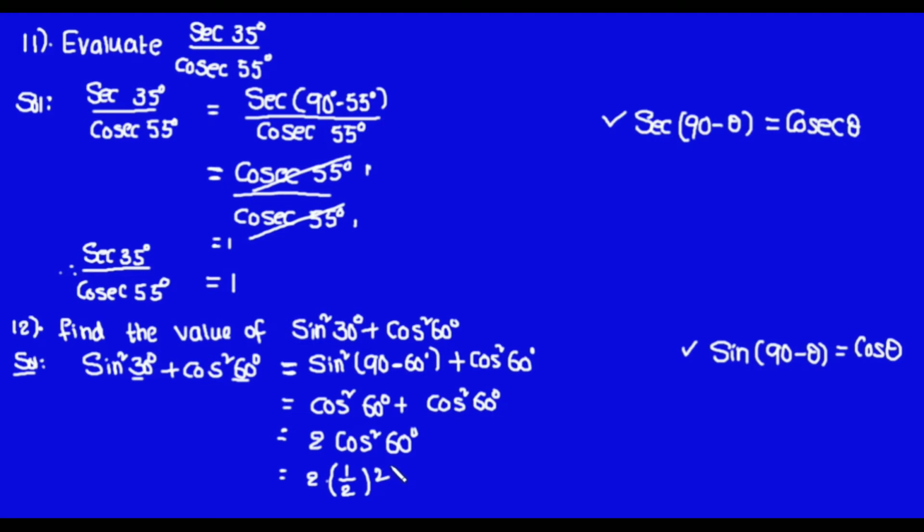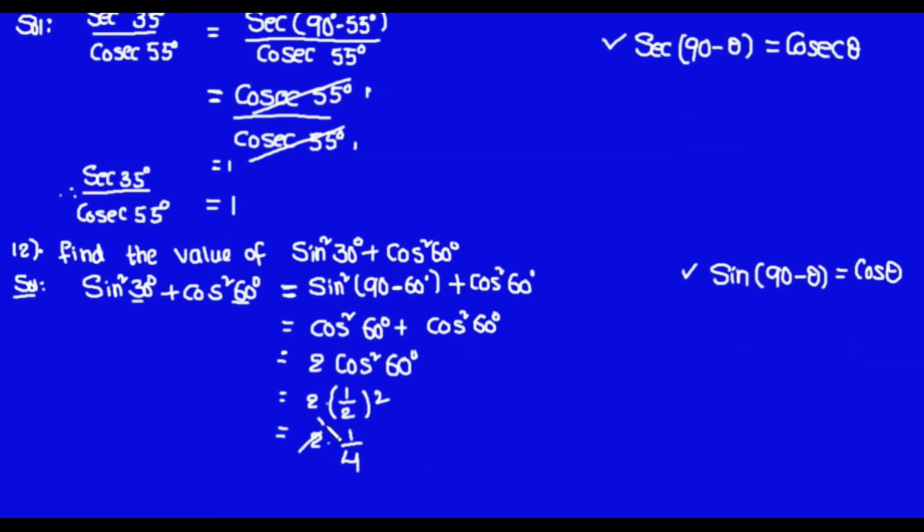That means 2 is multiplied by 1 by 4. We can cancel the numerator 2 and 4. Then we will get 1 by 2. Therefore, sin square 30 degrees plus cos square 60 degrees is equal to 1 by 2.